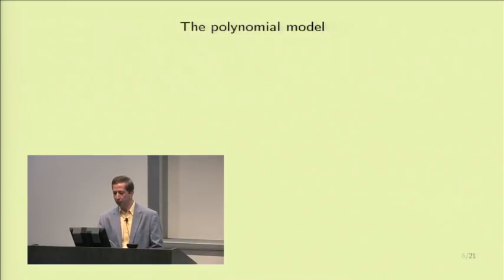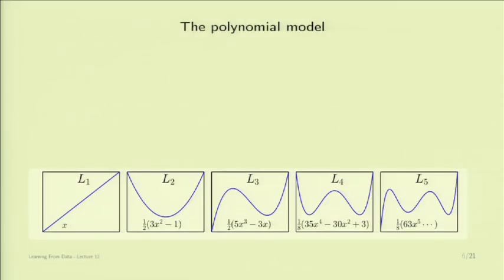So let's look at the polynomial model. We are going to use polynomials as the expanding components, and we are using Legendre polynomials, which I alluded to last time. And there is nothing mysterious about them. They are polynomials, as you can see. And L2 is of order 2, L3 is of order 3, and so on. Okay. And the only thing is that they are created such that they would be orthogonal to each other, which would make the mathematics nice.